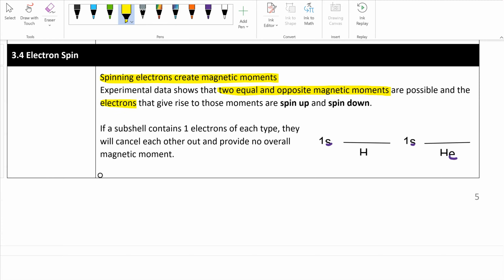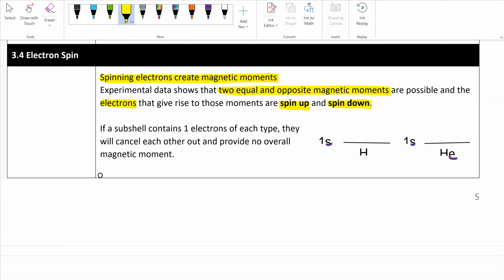And so when we look at an electron, how we indicate these two equal and opposite magnetic moments is spin up and spin down. For right now, all that really matters is that if two electrons are in the same orbital, which we're going to talk about what that is, they're just going to spin in opposite directions, and we're going to call one of those directions spin up and one of those directions spin down.